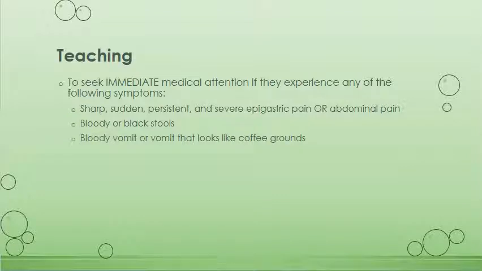We also need to teach them when to seek help. Seek immediate medical attention if they experience any of the following: sharp, sudden, persistent, and severe epigastric or abdominal pain. As we know, that could be a perforation. Bloody or black stools. Bloody vomit or vomit that looks like coffee grounds. Any of those can be worries about hemorrhaging.